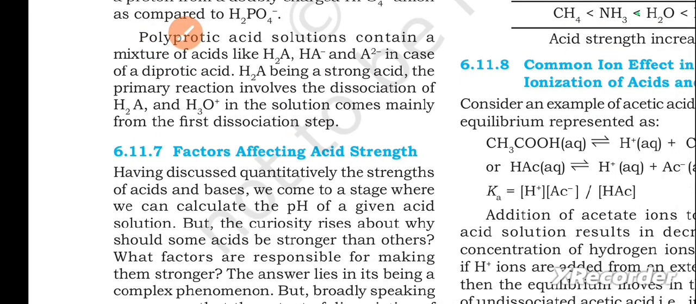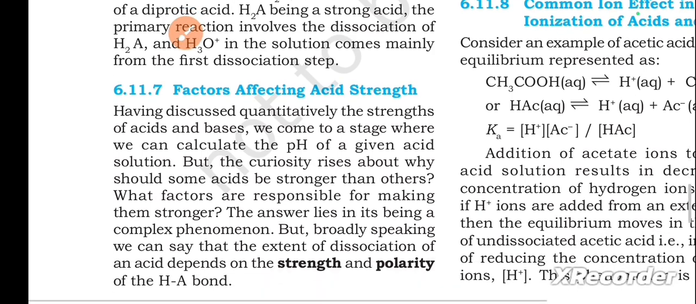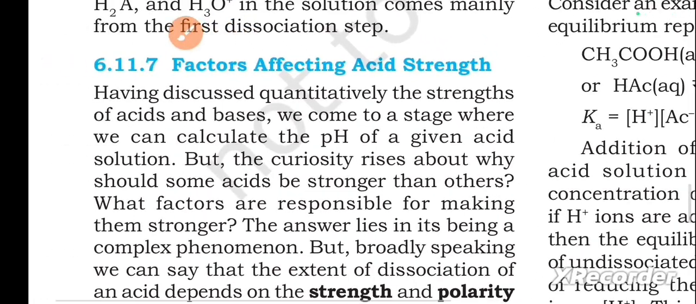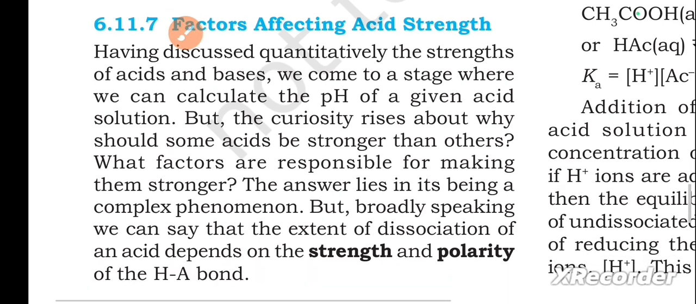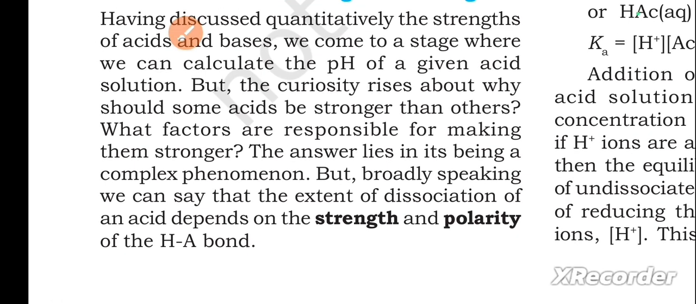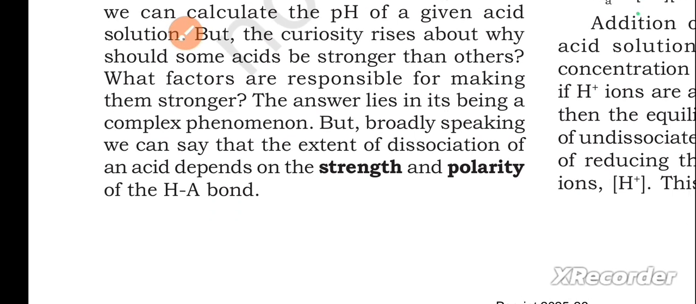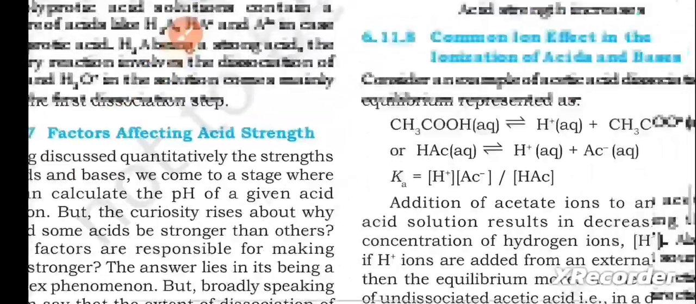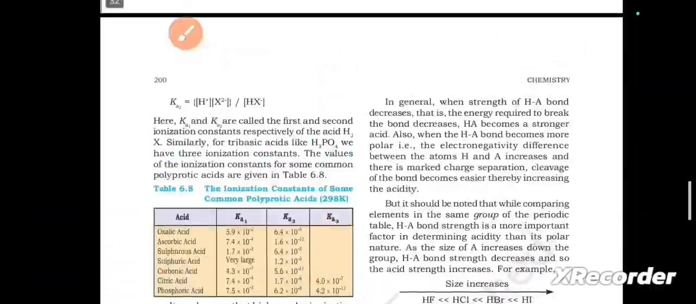Factors affecting acid strength. Having discussed quantitatively the strengths of acids and bases, we come to a stage where we can calculate the pH of a given acid solution. But the curiosity arises about why some acids should be stronger than others. What factors are responsible for making them stronger? The answer lies in its being a complex phenomenon, but broadly speaking, we can say that the extent of dissociation of an acid depends on the strength and polarity of the H-A bond.